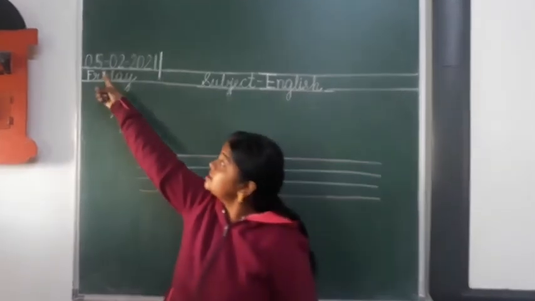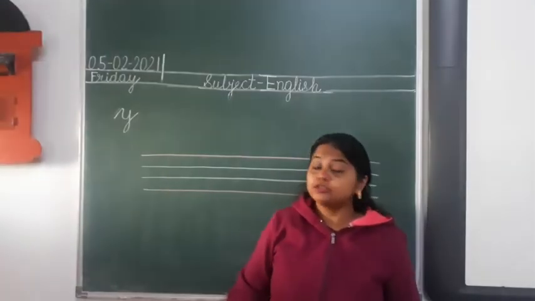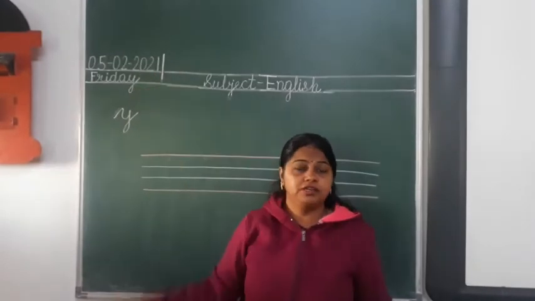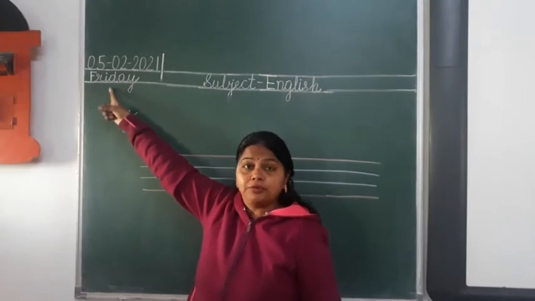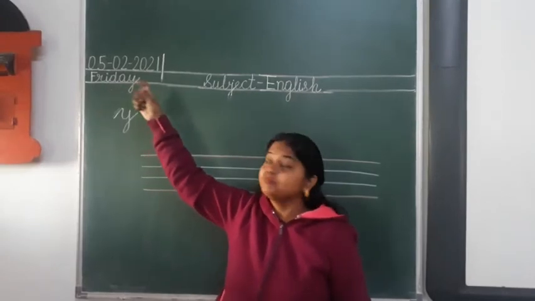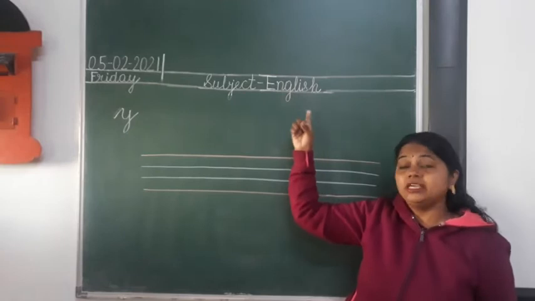Today the date is 5th February 2021, and today is Friday. What is the day today? Friday. Our subject is English.